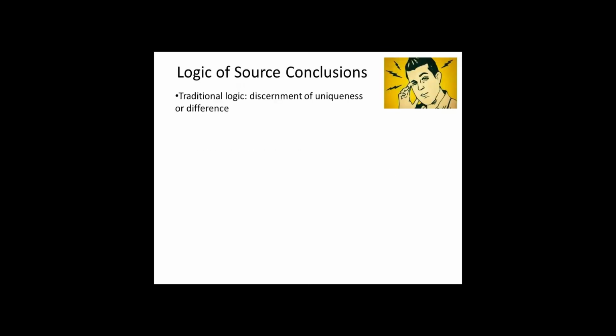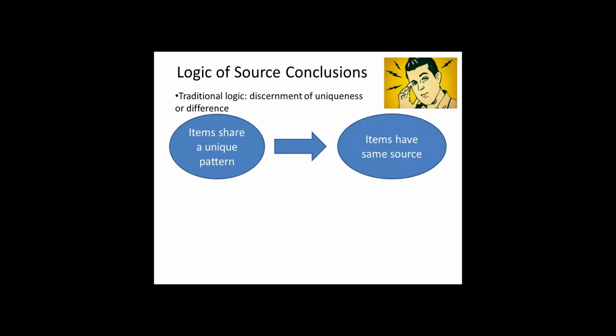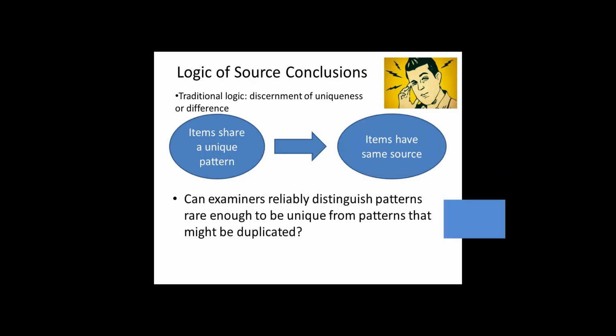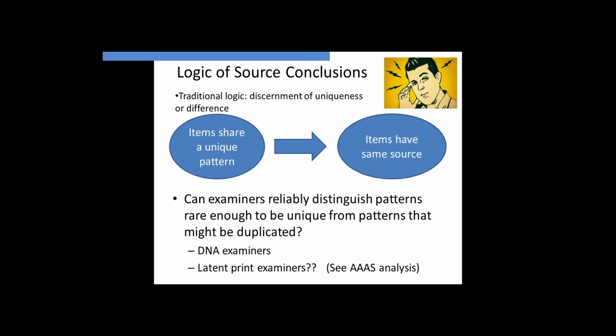I'm saying we're in a period of transition where there's been criticism of the traditional logic that says that examiners can discern by examination whether items are different or whether they're unique, and thus whether they have the same source or a different source. So that logic has been criticized by the academic community. It's starting to break down. There's concerns about whether examiners can reliably distinguish whether patterns are rare enough.